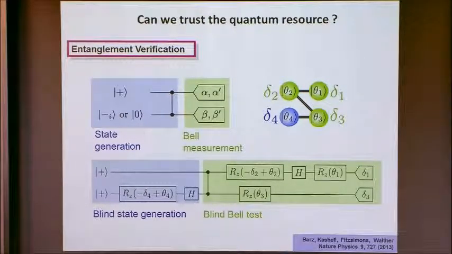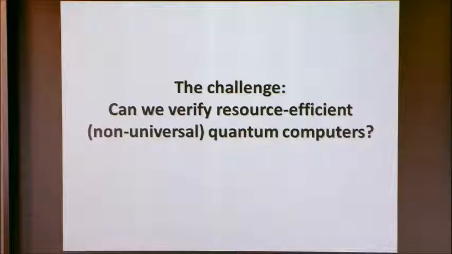Never mind, we showed this kind of blind Bell test where the computer got the input states, he entangled them, he didn't know that he's doing that, and he made also the measurements in a blind fashion, which means he had no idea that he's preparing Bell pairs and making a CHSH inequality within this verification process.